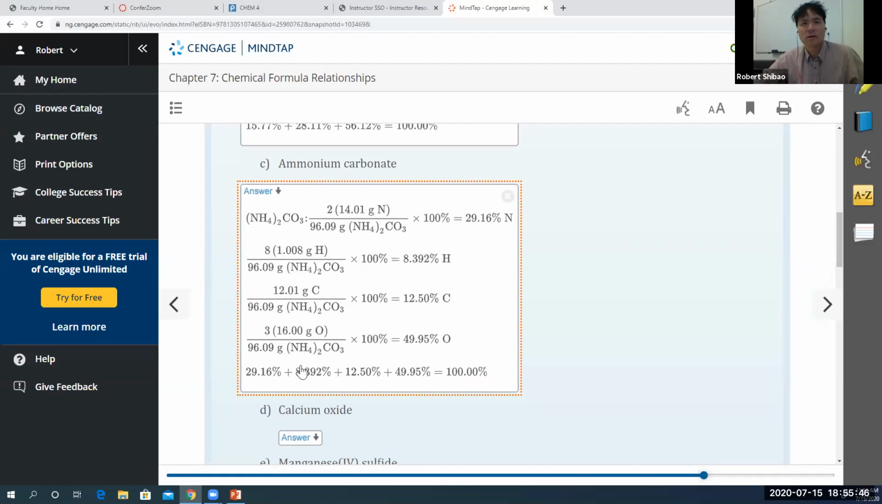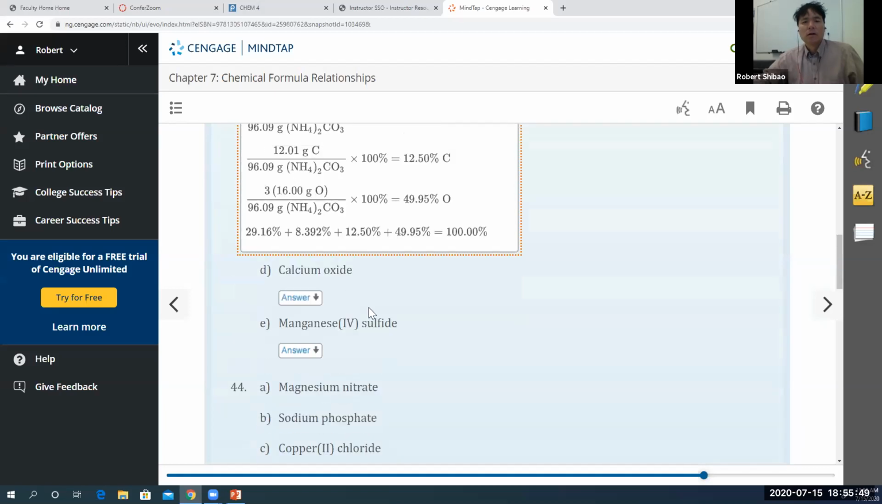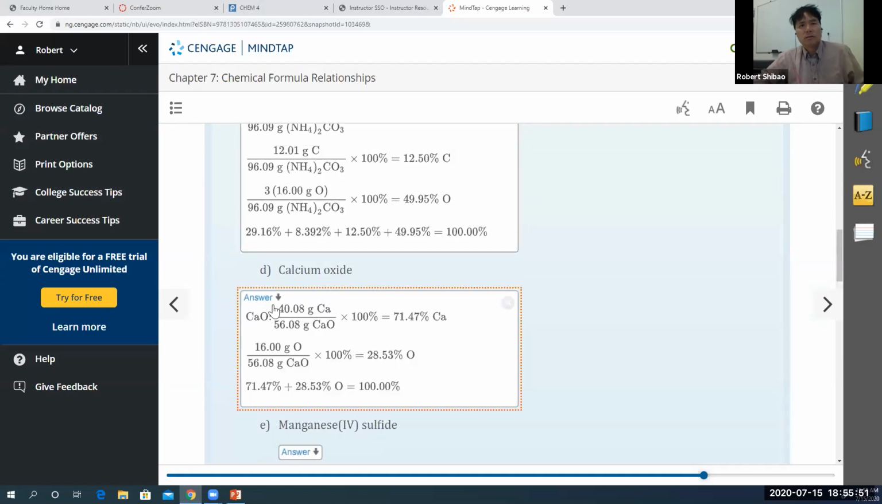And these masses just come from the... And so one part of this is making sure you get the right formula. If you don't get the right formula, obviously your percentages are going to be totally off. And then also making sure you have the numbers right.